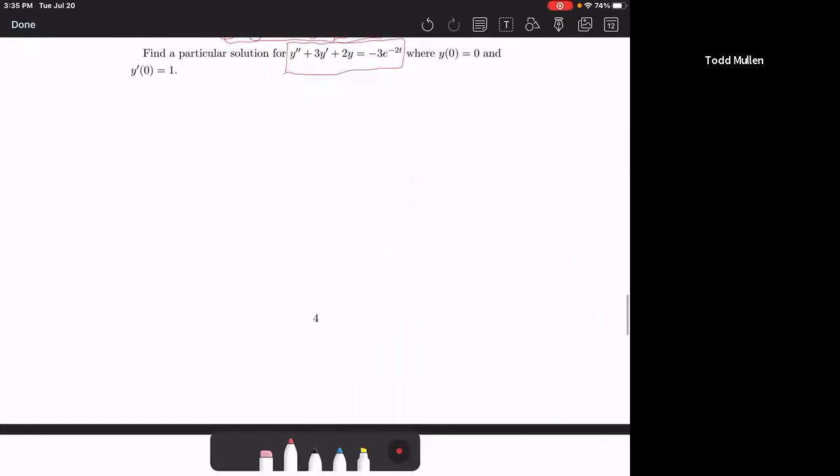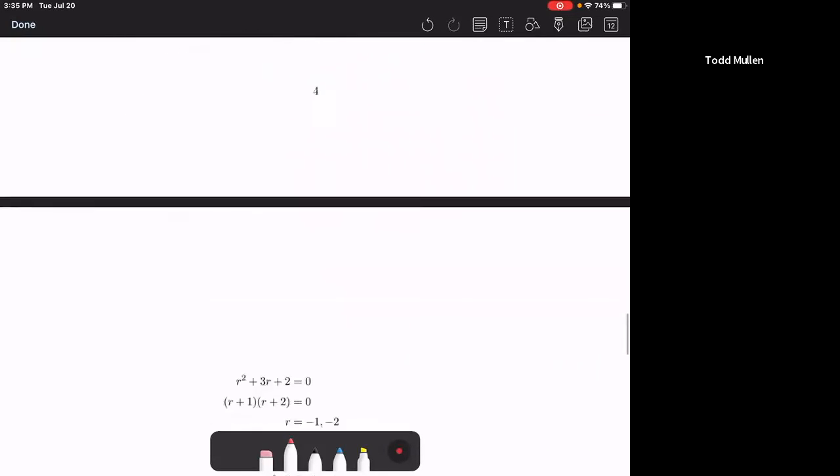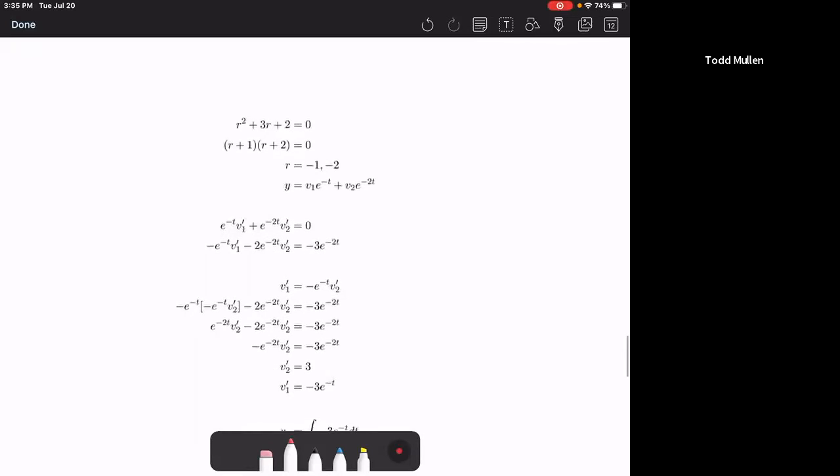So first step is always auxiliary equation. r squared plus 3r plus 2 is equal to 0. That factors nicely as just r plus 1 times r plus 2. So we get our two solutions. r is equal to negative 1 and negative 2.